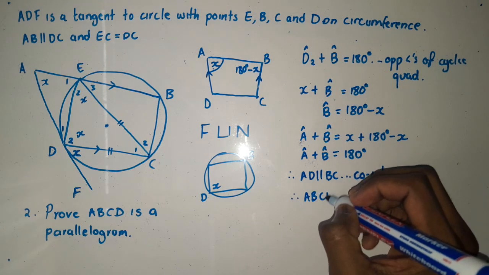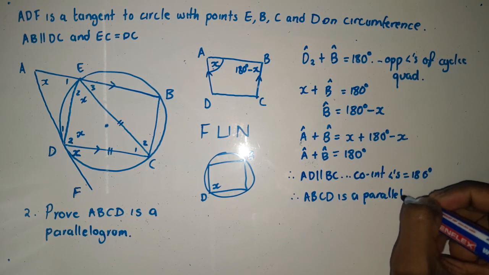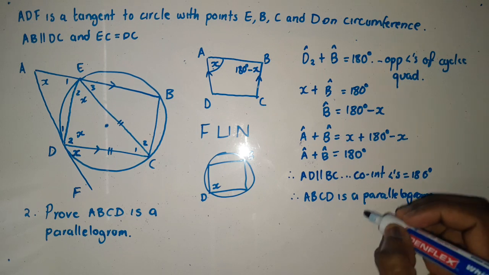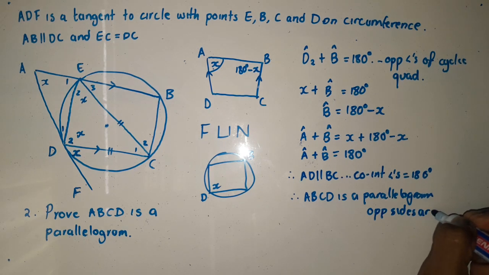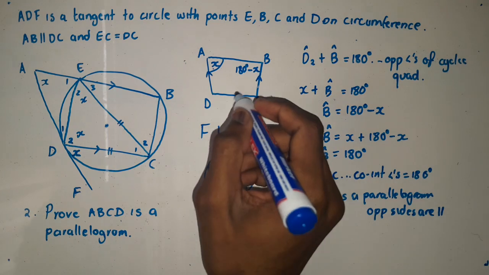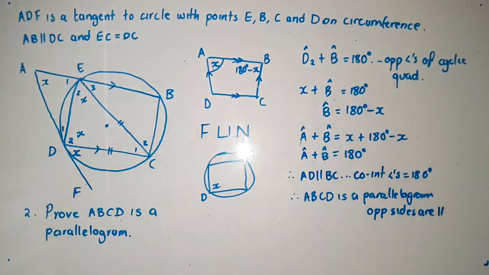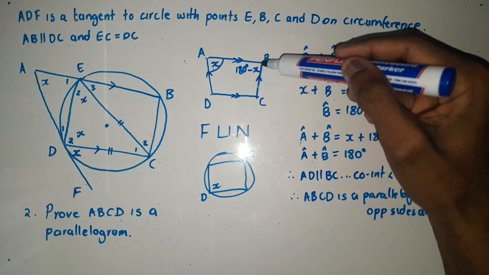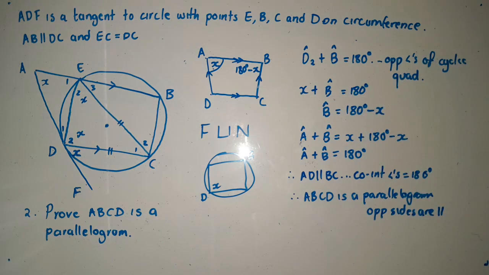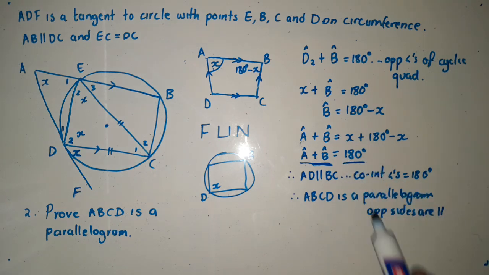At this point, we can then say ABCD is a parallelogram. Why? Opposite sides are parallel. You see, do you still remember AB and DC were also parallel? We also managed to figure out that AD is parallel to BC by proving the fact that A and B are equal to 180, which is what? A co-interior angle, like this.